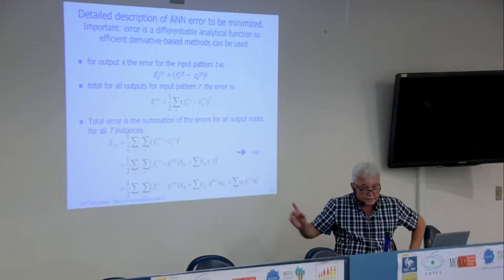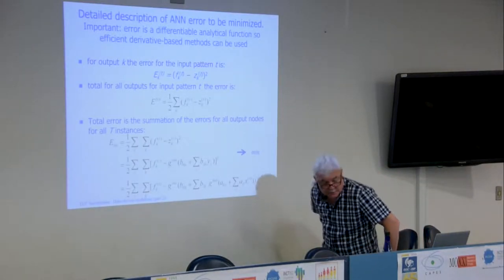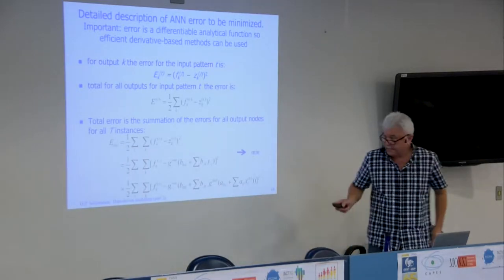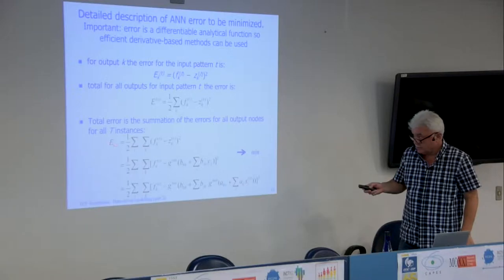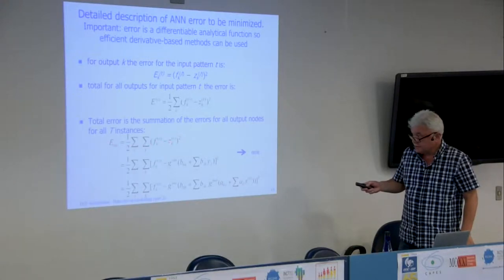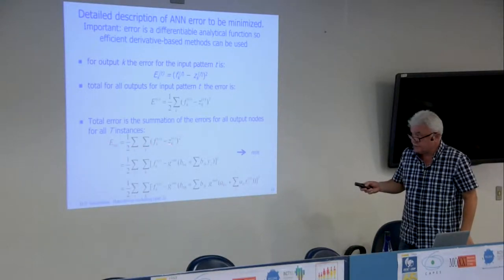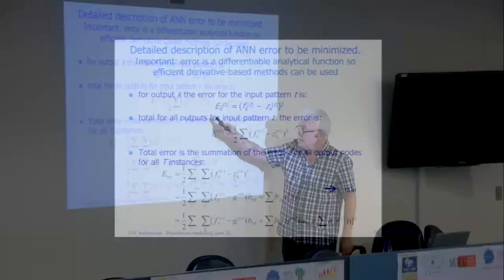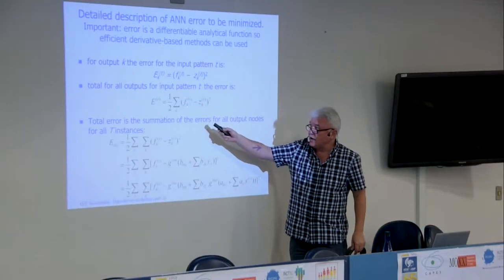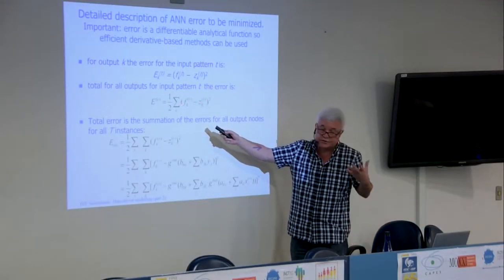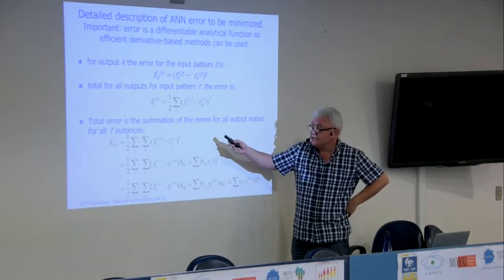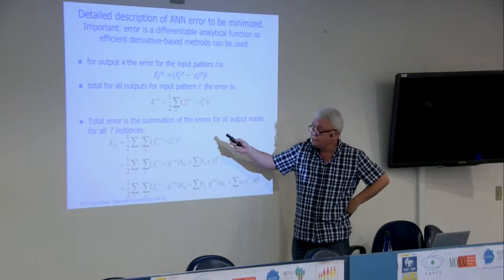Now, I'm writing down here the overall error. Look, Z is the network output. It's denoted here by Z, not Y, because Y is used for hidden node output. F is not a function, sorry, it's notation from some books, and I used it. This F is the actual, observed value of the output.